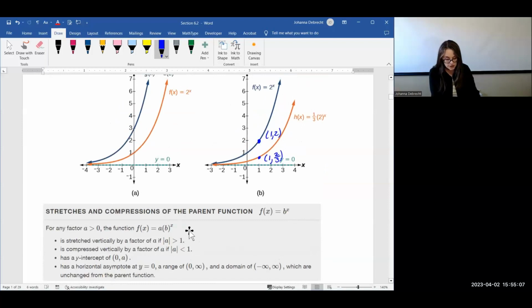When we're looking at stretches and compressions, as long as the a value is positive, then it's stretched vertically by a factor of a if a is greater than 1, and it's compressed if a is a proper fraction between 0 and 1. The y-intercept then will shift to (0, a), but the horizontal asymptote does not change. It stays the x-axis, y equals 0. And the range actually doesn't change. It goes 0 to infinity again, and the domain doesn't change. But what did change was just the y-intercept.